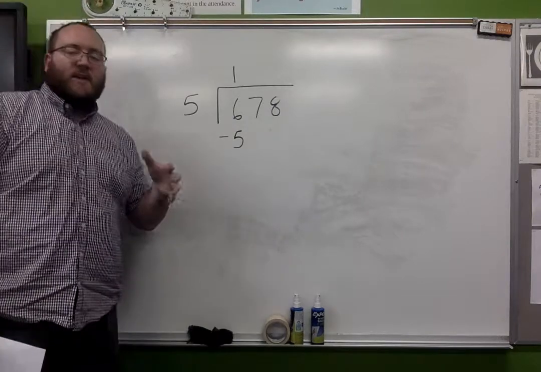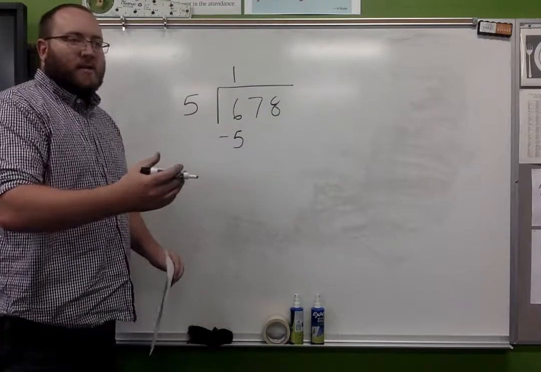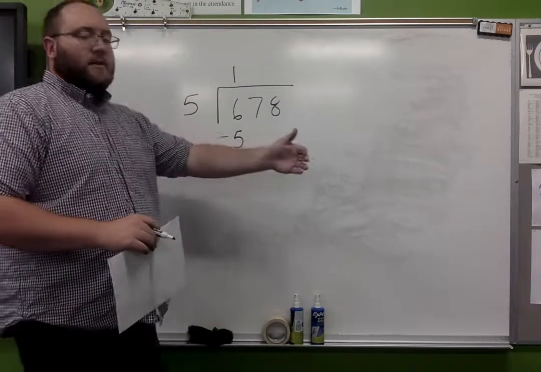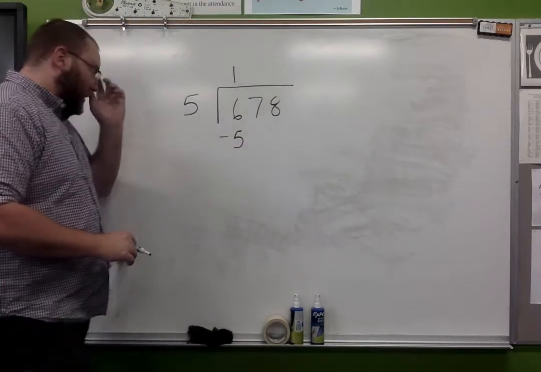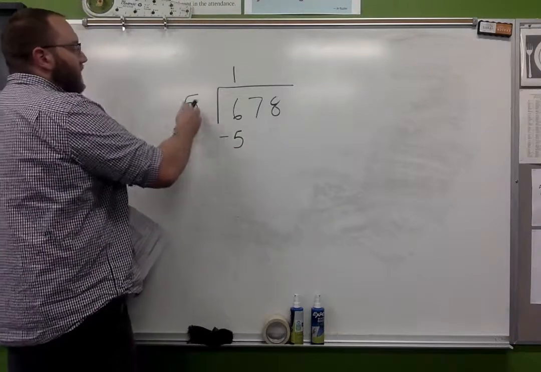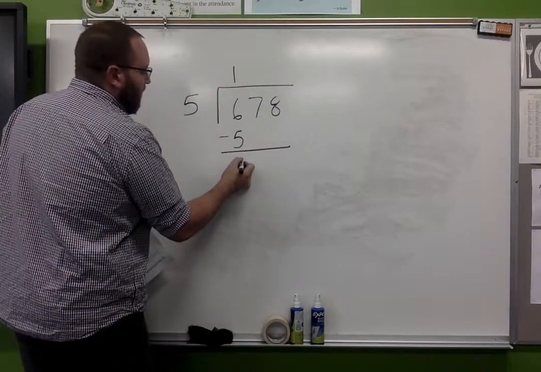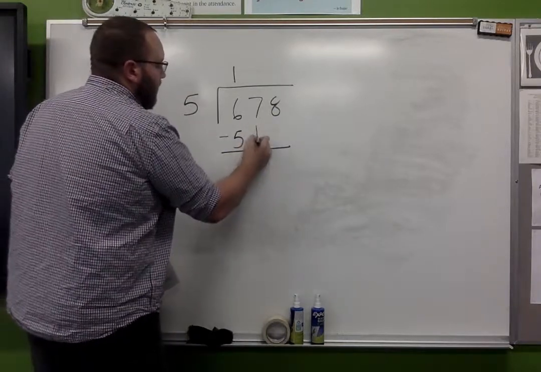Multiplication is a whole bunch of additions, right? 3 times 2 is just 2 added 3 times to itself. So division is a bunch of subtractions until you get a remainder, or until you can't subtract anymore. So we're going to subtract 5 times 1 is 5. We're going to subtract it. We have 1, and then bring down our other numbers.